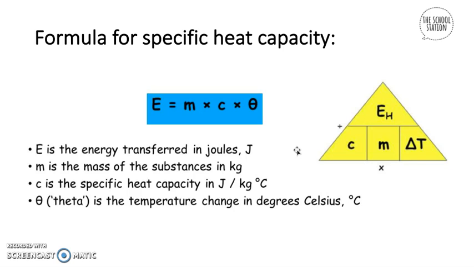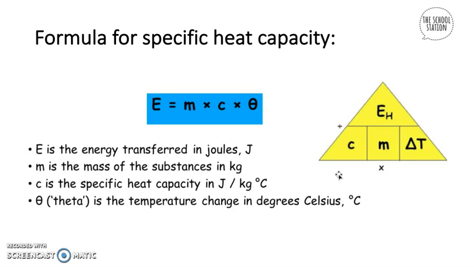So again, over here we have the formula for heat energy, but if you want to find the specific heat capacity, you have to cover this up in the triangle, and we would do heat energy divided by mass times change in temperature. So that's the formula for specific heat capacity, while this is the formula for heat energy. That's basically how you would solve questions.